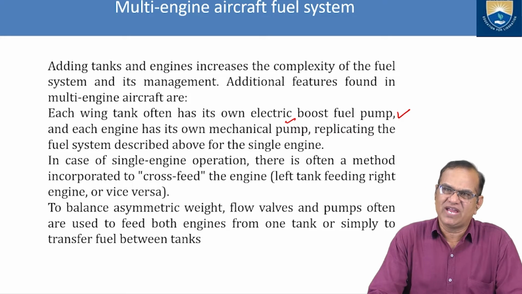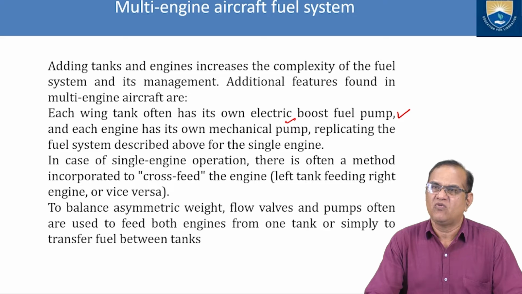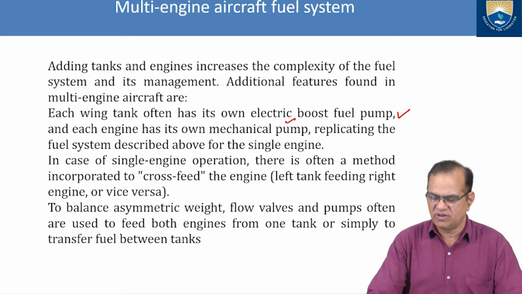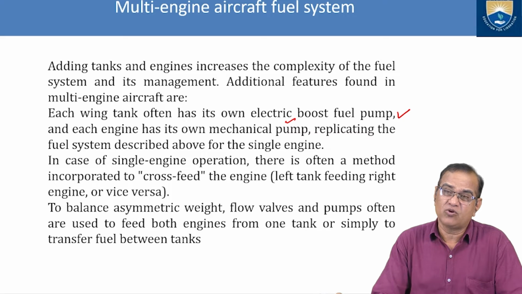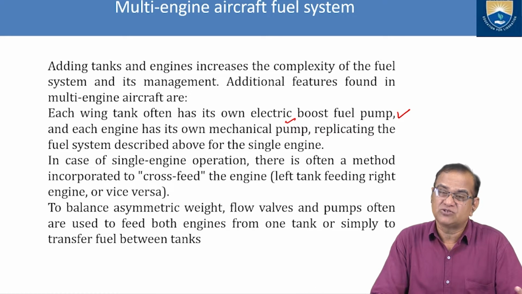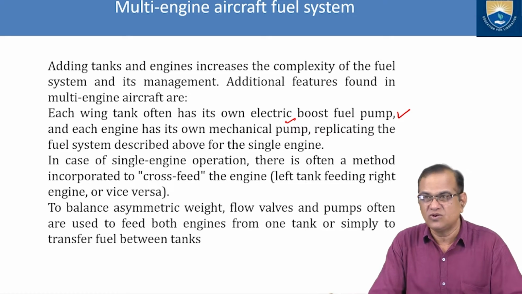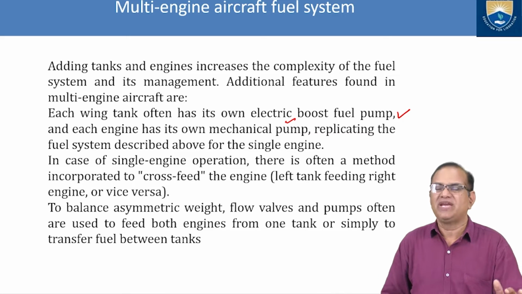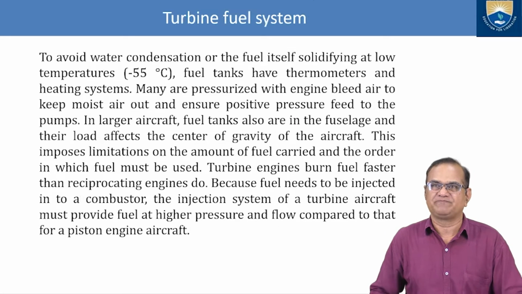To balance asymmetric weight, flow valves and pumps often are used to feed both engines from one tank or simply to transfer fuel between the tanks. So to balance the weight, sometimes the left side weight is more, or the right side weight is more, or both are not balanced. So the aircraft will be tilting to one side. At that time also there should be pumps and valves. It should immediately shift the fuel from one tank to another. Like this, we should try to make the fuel system in such a way that the center of gravity and the mass of the aircraft are balanced.